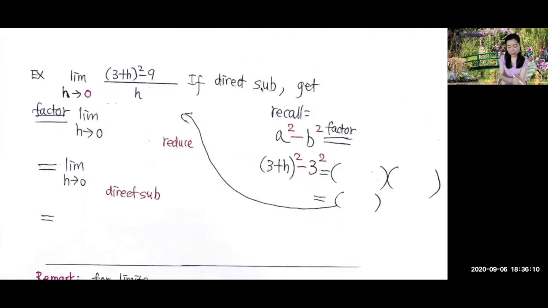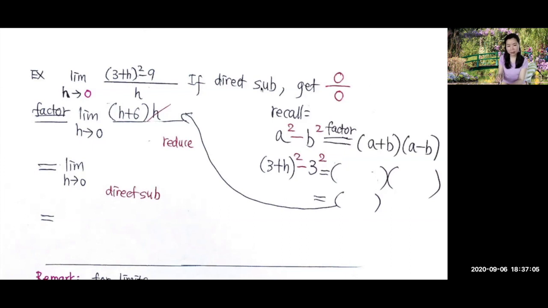Next example, if we do a direct substitution, substitute 0 into h here, we're going to get 0 over 0, which is an indeterminate form. So we need to investigate a little bit further. So again, we want to factor the numerator. So using the difference of two squares formula, remember, a squared minus b squared factors into a plus b times a minus b.